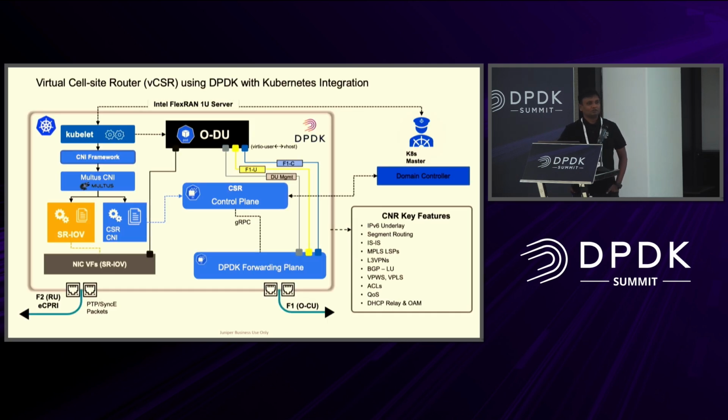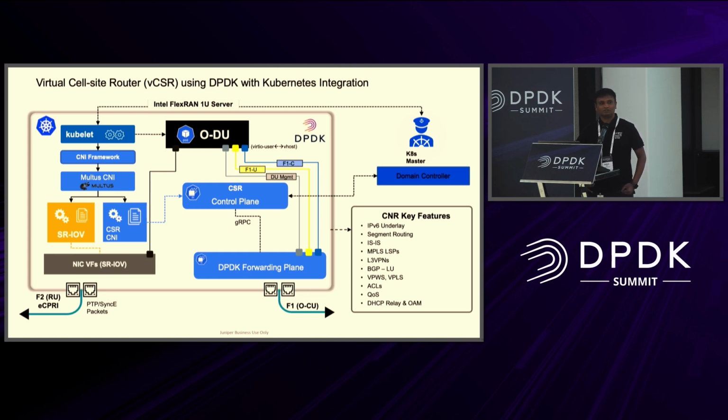Now, if you zoom into the high-level block diagram of VCSR, this is how it looks. As I was mentioning earlier, VCSR is a pure software router which can run on any x86 server and can be orchestrated in a cloud-native way using Kubernetes. This is very much suited for 5G use cases because 5G is also cloud-native.